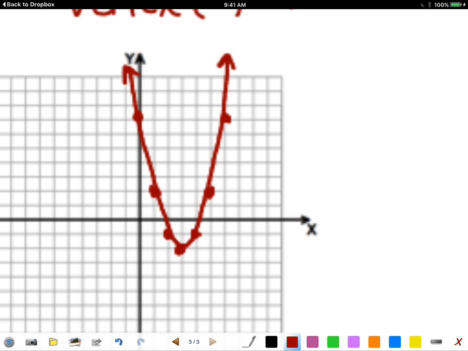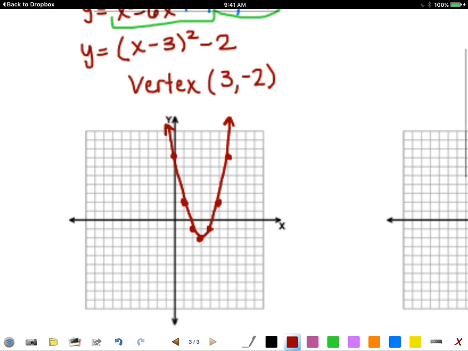No, you can just do the 5 points if you want.